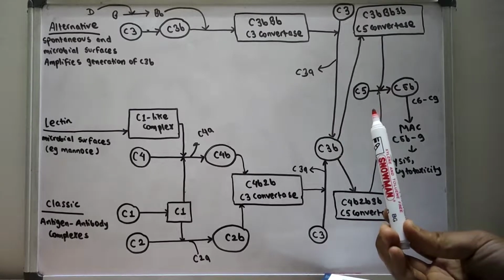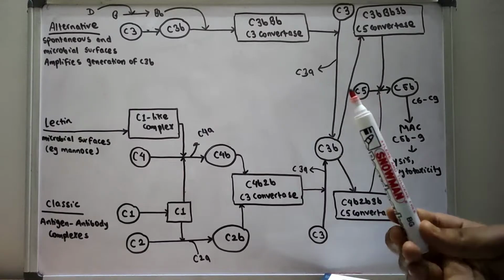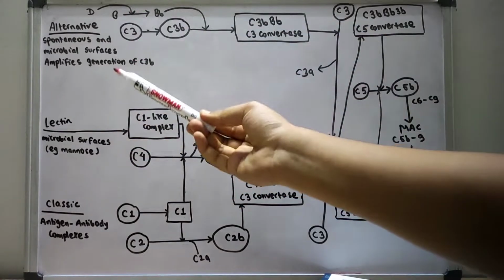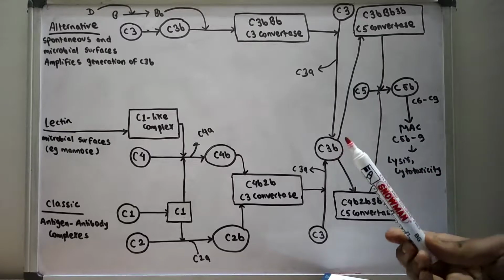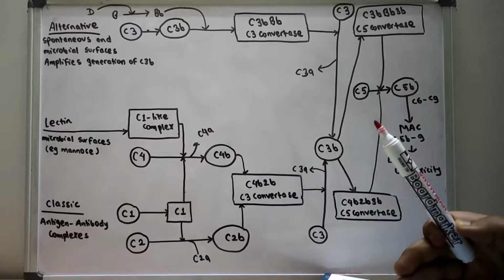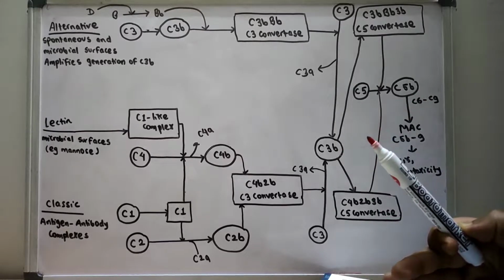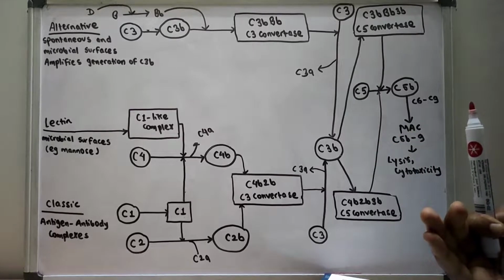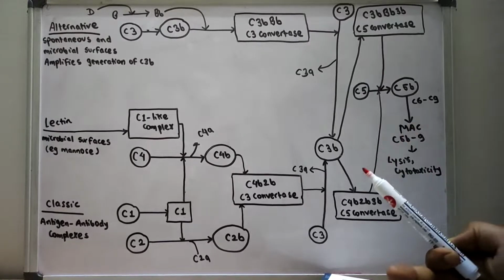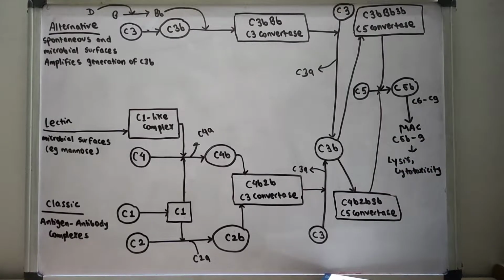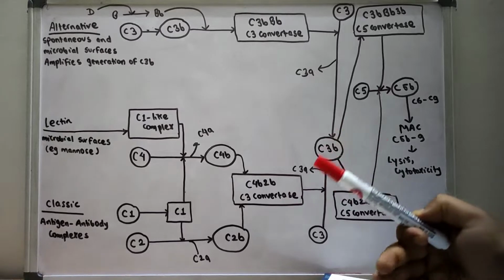Now let us discuss one by one, that is alternative, lecithin and classical pathway of the complement activation. First of all you have to know that the complement has various proteins like C1, C2, C3, C4, C5, C6, C7, C8 and C9, but they come in sequentially.